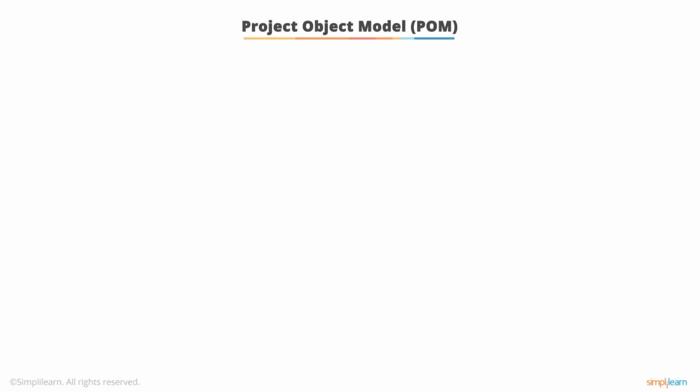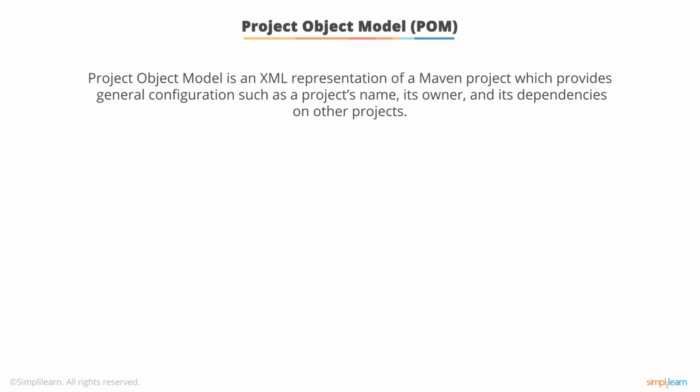The project object model, also known as the POM. The project object model is an XML representation of a Maven project. It provides general configuration information, such as a project's name, its owner, and its dependencies on other projects. The XML excerpt in the slide shows a rudimentary implementation of Maven's project object model.